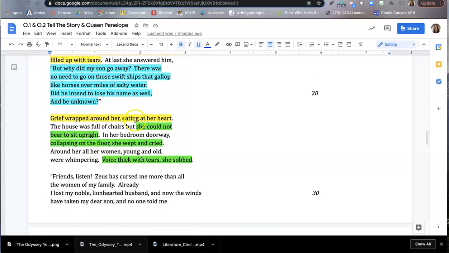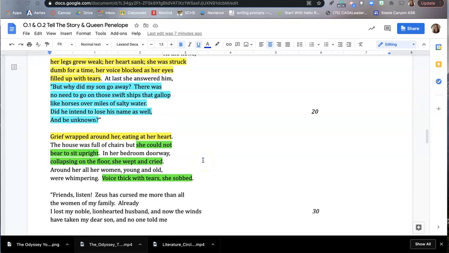Grief wrapped around her, eating at her heart. The house was full of chairs, but she could not bear to sit upright. In her bedroom doorway, collapsing on the floor, she wept and cried. All around her, women, young and old, were whimpering. Voice thick with tears, she sobbed.